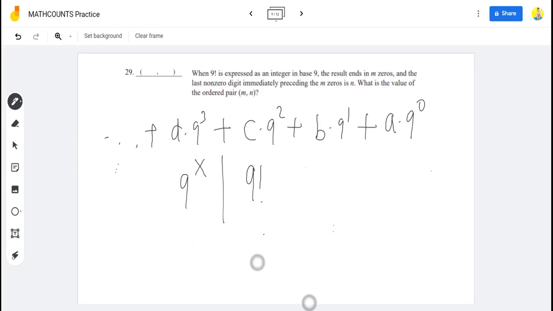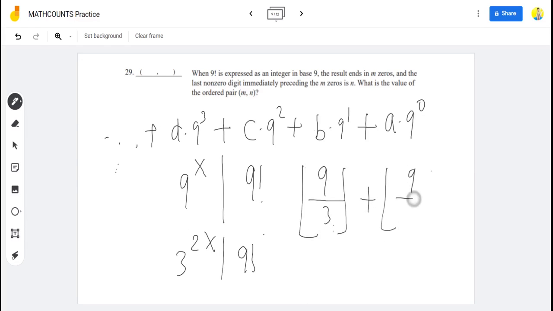And to find this, we just know that 9 equals 3 squared, so 3 to the power 2x divides 9 factorial. Now we're going to find the largest value of 2x such that 3 to the 2x divides 9 factorial. And to find this, we just do 9 divided by 3 plus 9 divided by 9. This equals 4, meaning that x equals 2.